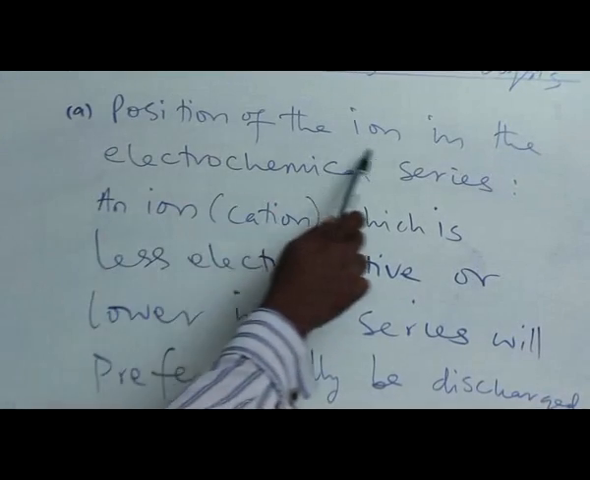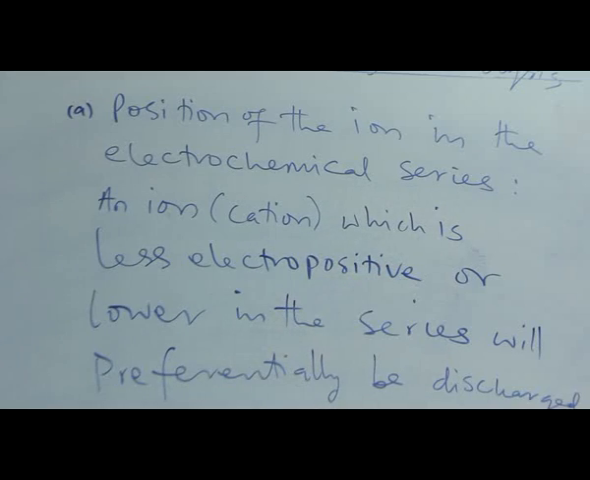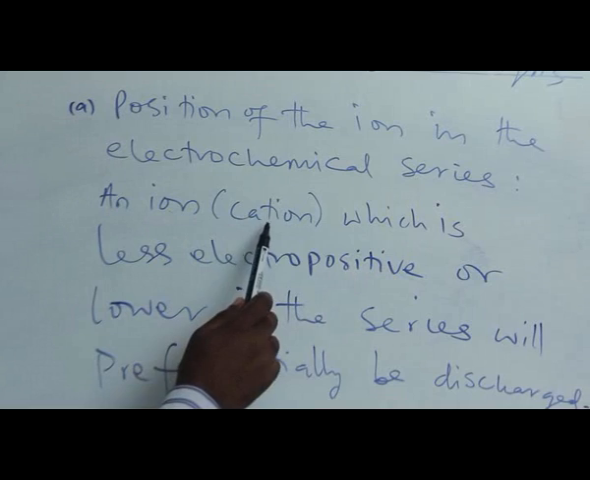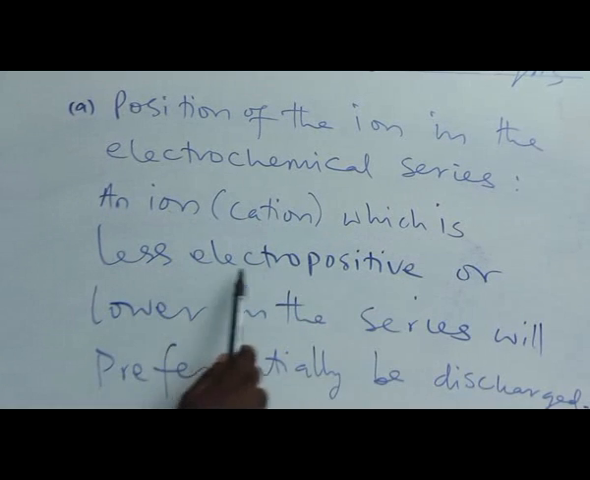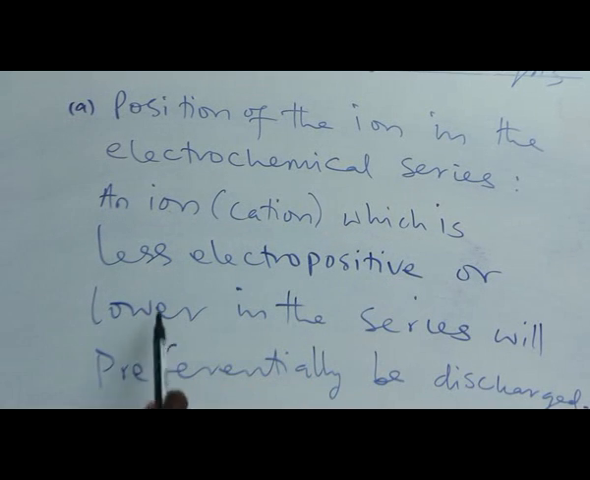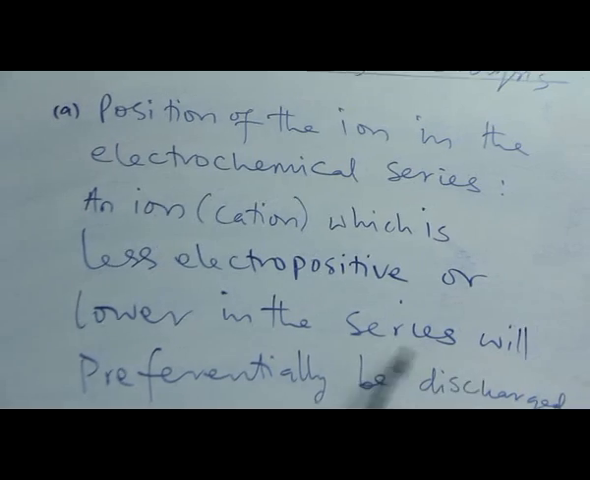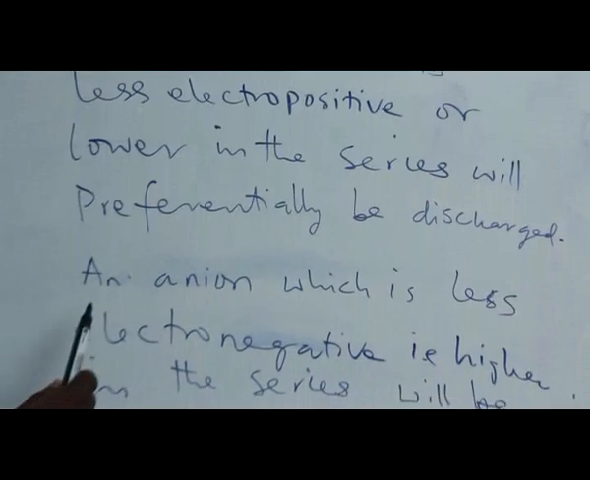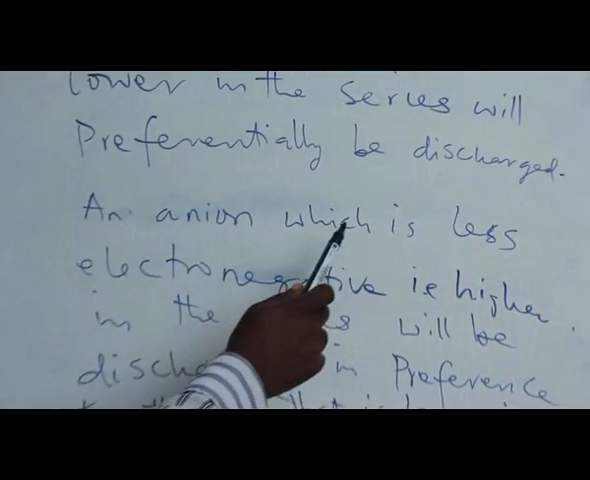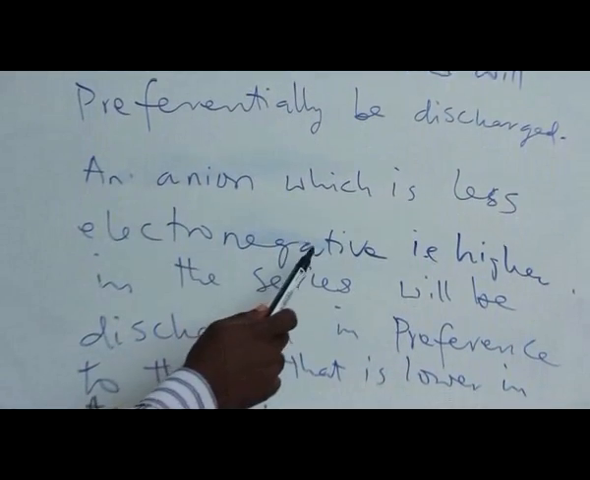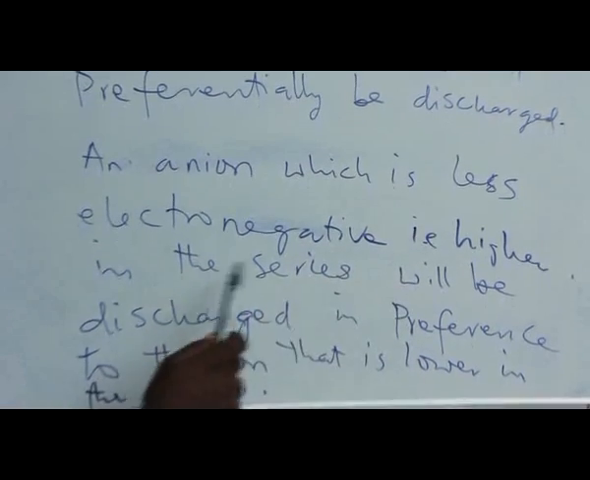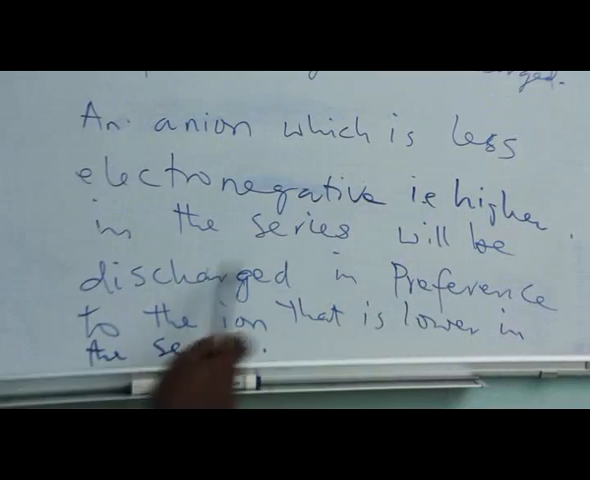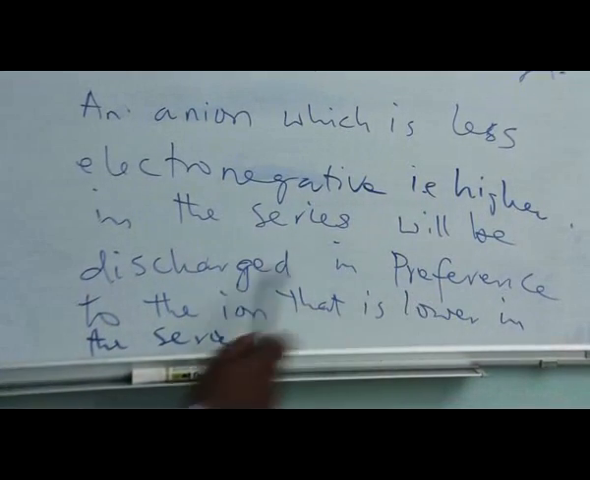A. Position of the ion in the electrochemical series. A cation which is less electropositive, or lower in the series, will preferentially be discharged. An anion which is less electronegative, that is higher in the series, will be discharged in preference to the ion that is lower in the series.